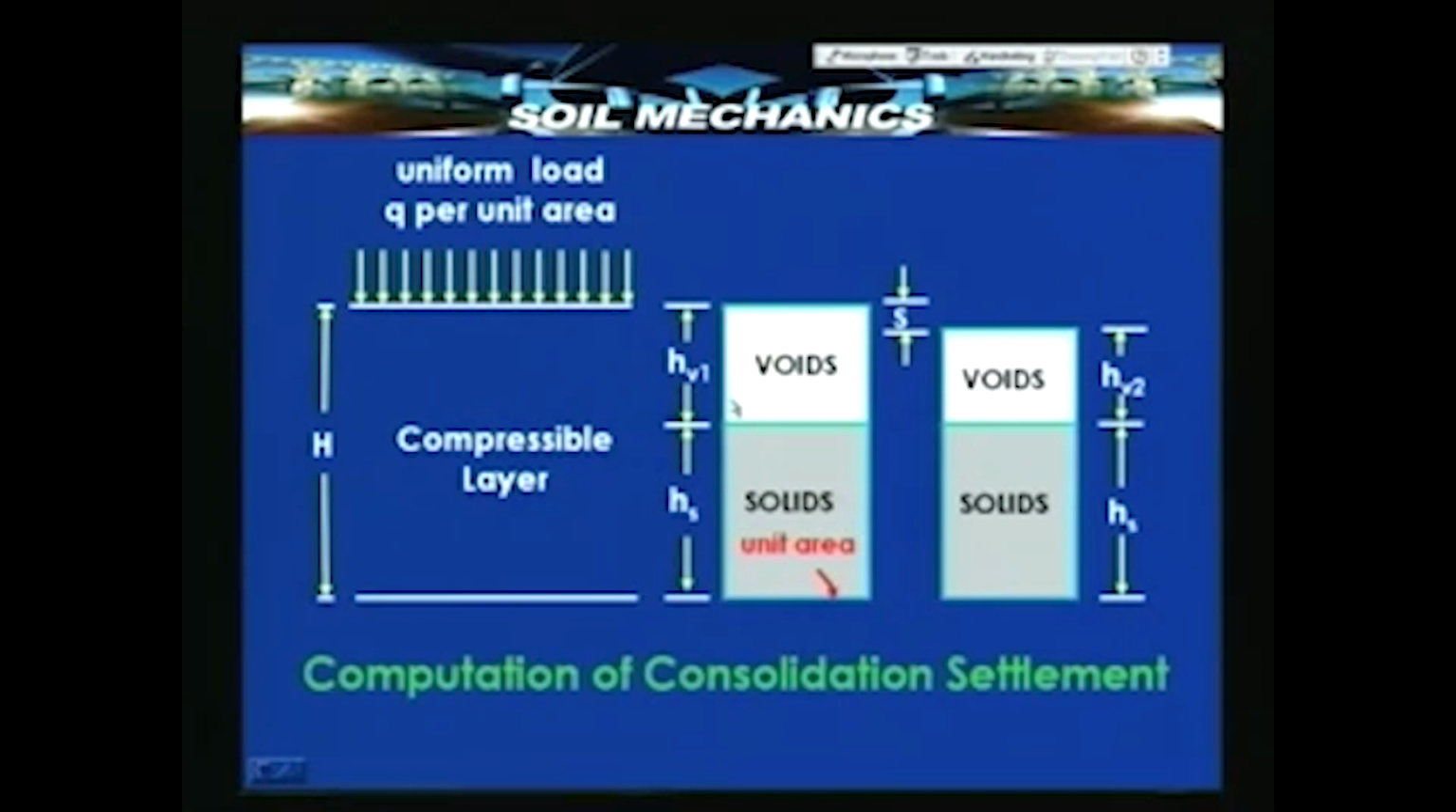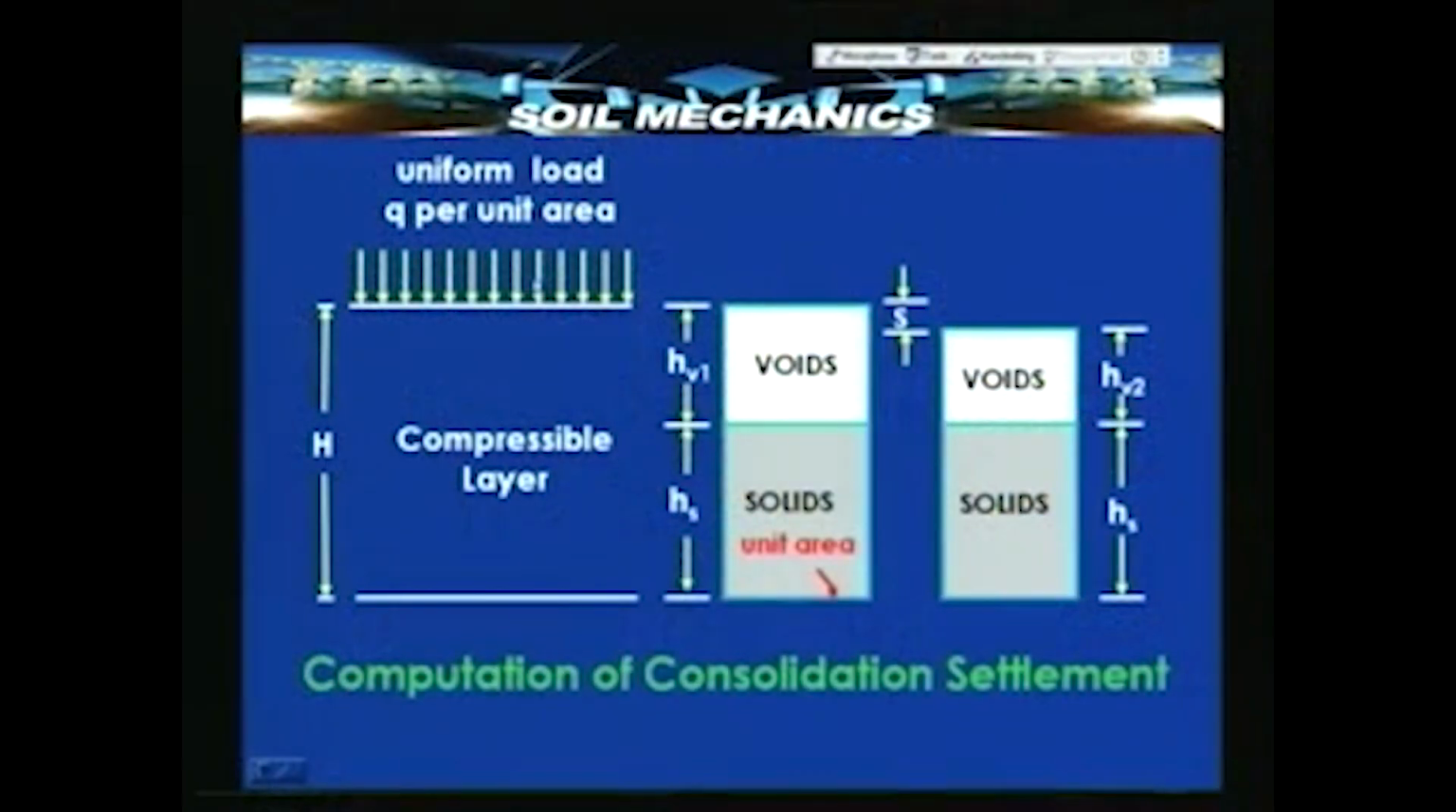At time instant 1, we have H_s and H_v1 as the heights of the soil skeleton, solids and voids. We are assuming unit area. So, if I consider a column of soil with unit base area, then the height virtually represents the volume, and the solids have a height H_s and the voids have a height H_v1, let us say, to begin with. Now, the load Q is acting on this. As the load Q acts, the consolidation phenomenon starts taking place. Solids are incompressible, only the voids are compressible, and they are compressible in the sense that since water is not compressible, it has to flow out and then the voids will shrink.